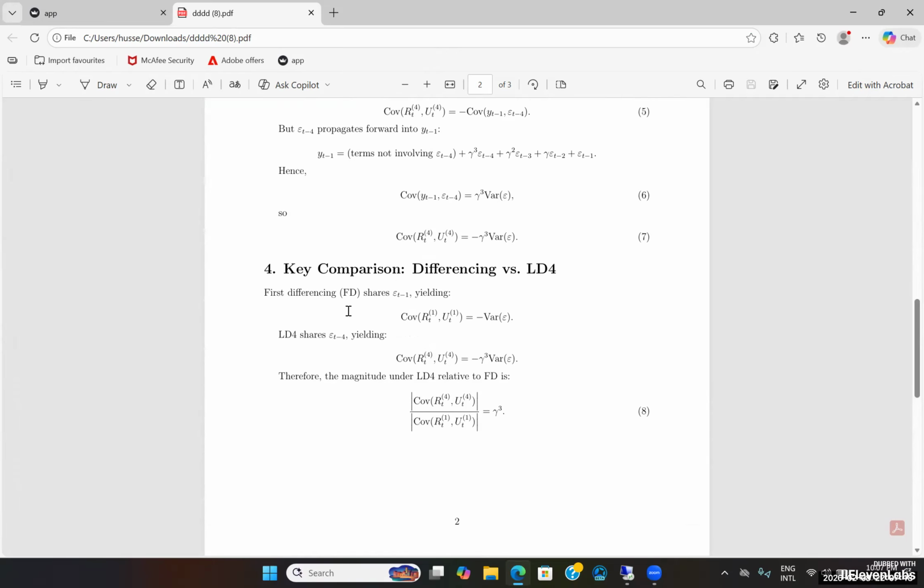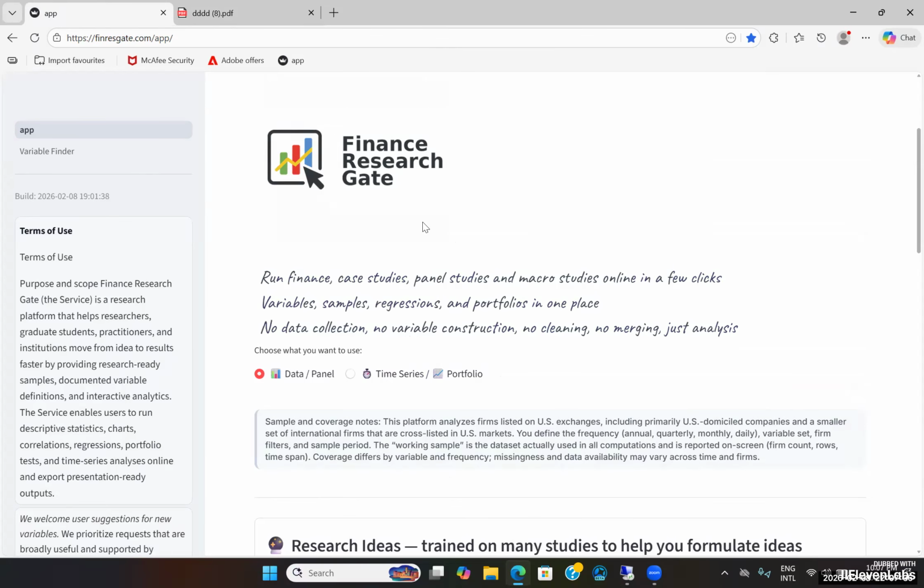Therefore, applying a differencing operation, specifically a longer period of differencing, will prove quite helpful, especially if the autoregressive coefficient is not particularly high. So, the error will fade if we use longer differencing, which helps mitigate the endogeneity issue. So, let's go ahead and apply this method using the Finance Research Gate website.